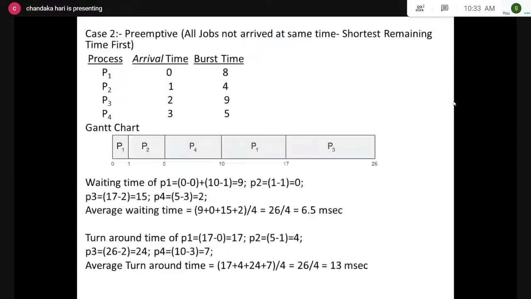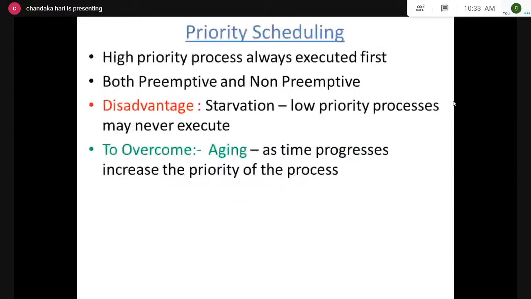Now we'll move on to today's topic of discussion, which is priority scheduling. What do you mean by priority scheduling? The term itself says that the high priority job is always executed first. In this also we have both preemptive and non-preemptive scenarios. If all the jobs arrive at the same time, we schedule the jobs in a non-preemptive manner.